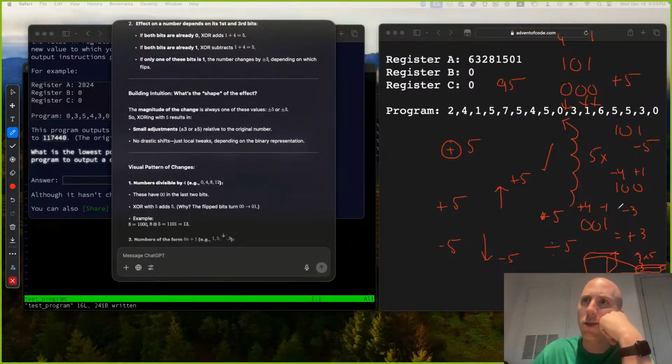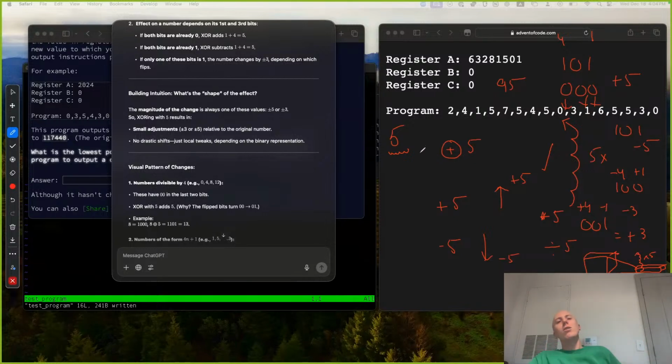Okay, interesting. So the maximum value is 5, but the value itself is very weird. If we're just XORing with 4, then only one thing could happen. We could either gain a 4 or we could lose a 4.